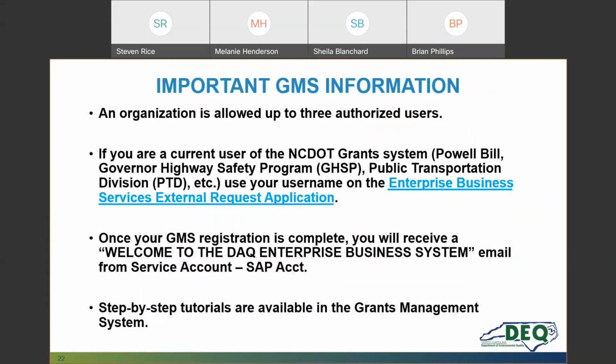So some of this information was just said, but all of it is important. An organization is allowed up to 3 authorized users at a time. If you are a current user of the NCDOT grants system, use your username on the EBS external request application. Once your GMS registration is complete, you will receive a Welcome to the DAQ Enterprise Business System email, and a step-by-step guide and tutorials are available in the grants management system. And in a little bit, we will go through one of those tutorials.